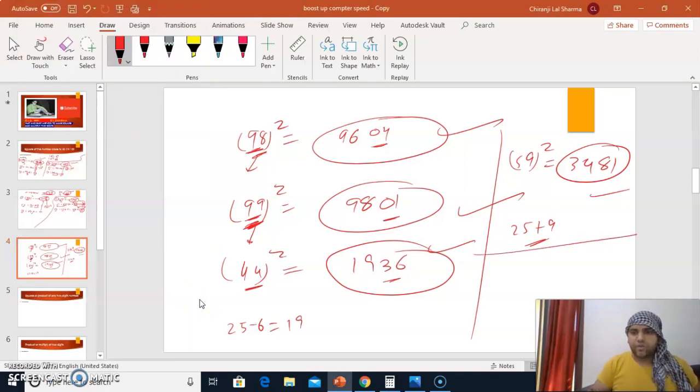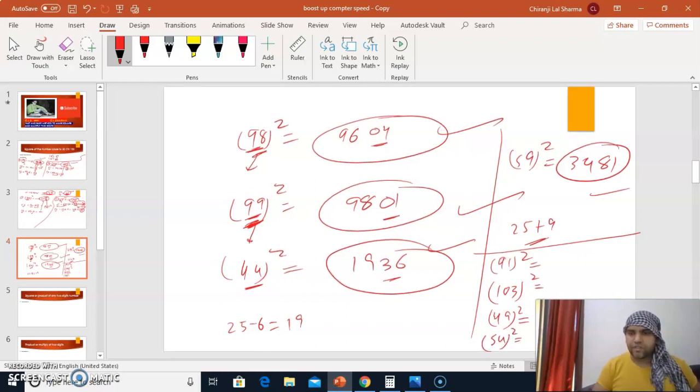So you can do the practice. I'm giving you for practice 91 square, 103 square, 49 square, and 54 square. So you have to practice these, and you have to give me the answer in the comment box. I'll wait for you.